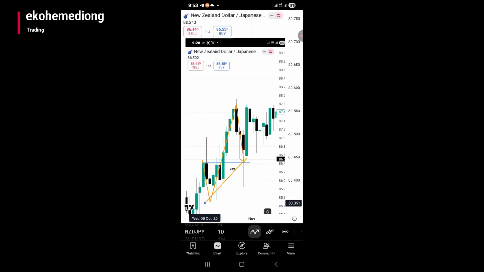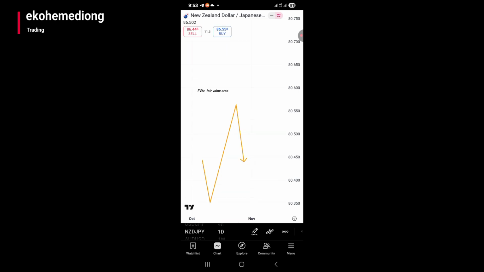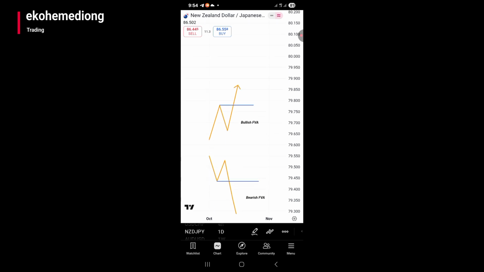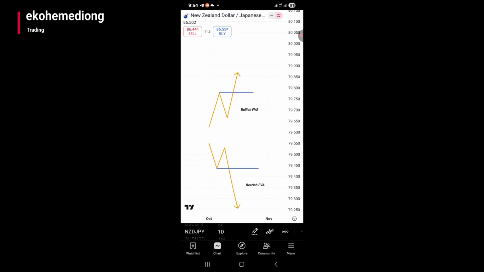Okay, let me mark it out properly. There are too many things on this. Let's go to a more descriptive one, and use this to explain further. Now this is what the bullish fair value area is. Note that there is no fair value area without a fair value gap. There must be a fair value gap before you have a fair value area.